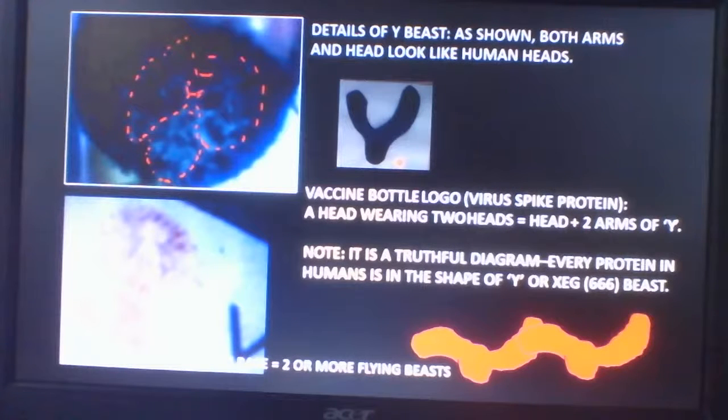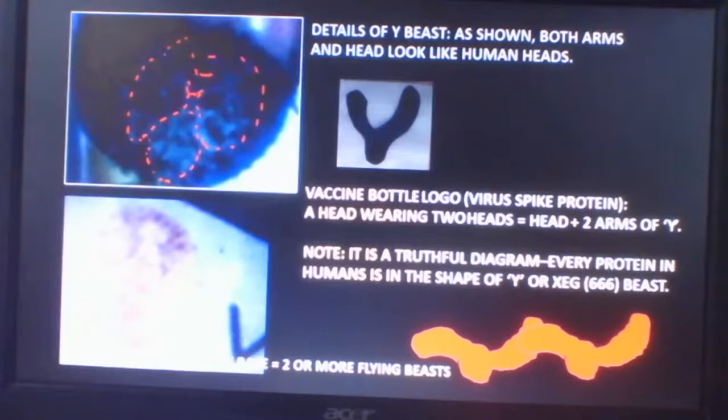Now, in this slide, this is your vaccine bottle, and it appears like a head with two heads hanging down his face, just like this. It is exactly this beast that is being represented here. However, note it is a truthful diagram. Every protein in humans is in the shape of Y or SEG beast. They are not lying. Now, the purple base here is my flying dragons. There are 2 or 3 of them in there.